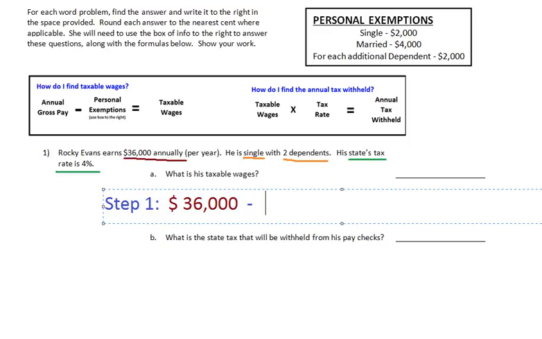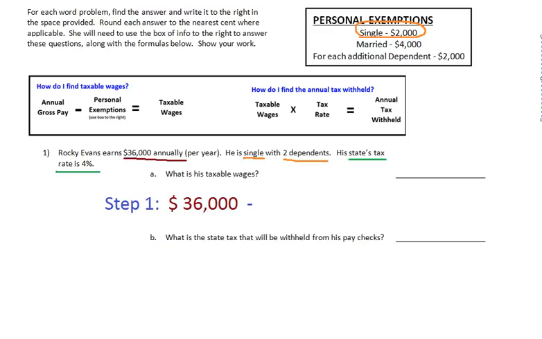Now, personal exemptions can be a little bit tricky. Why? Well, because we need to know what exemptions he has. Well, first off, he's single. That's good. That's $2,000. We also know that he has 2 dependents.